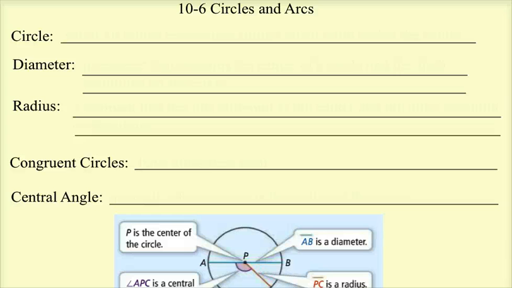This is lesson 10-6, circles and arcs. This lesson is going to be a little bit longer. The video will be longer, and we're going to work on problems from it for 2 days. So we're going to start off just with what a circle is.